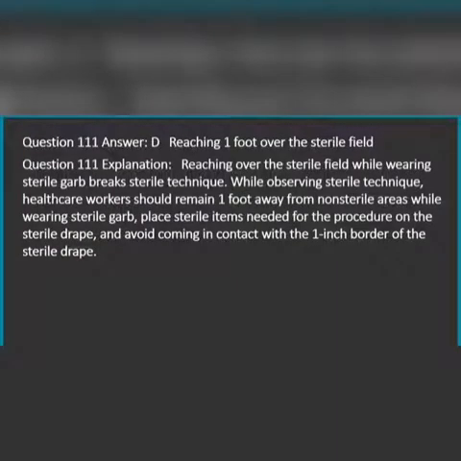Question 111. Explanation: reaching over the sterile field while wearing sterile garb breaks sterile technique. While observing sterile technique, healthcare workers should remain 1 foot away from non-sterile areas while wearing sterile garb, place sterile items needed for the procedure on the sterile drape, and avoid coming in contact with the 1-inch border of the sterile drape.